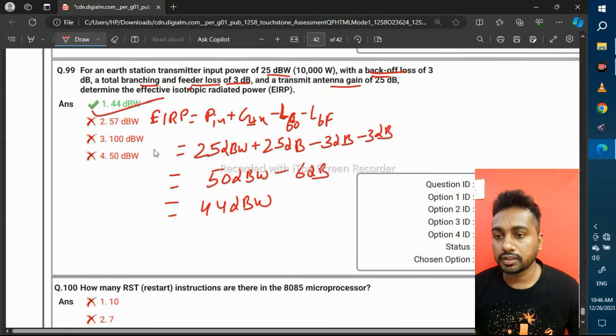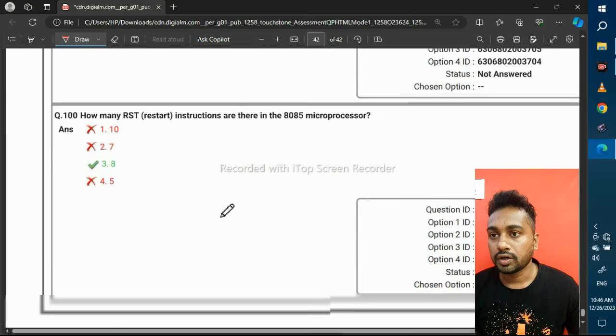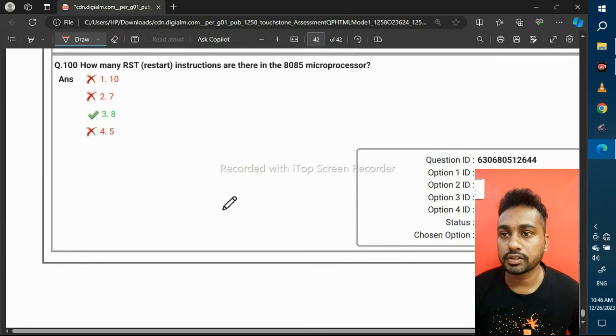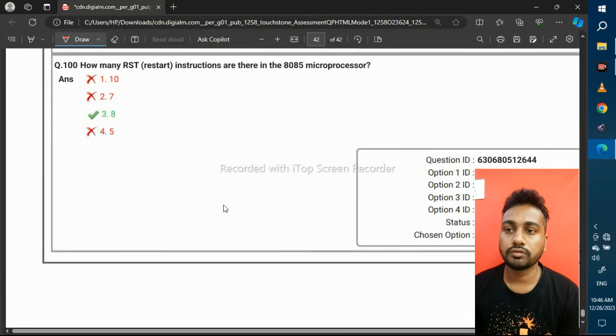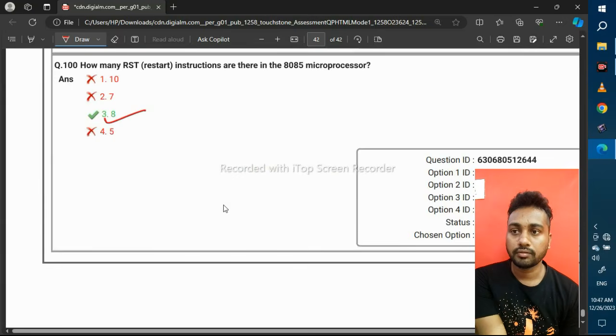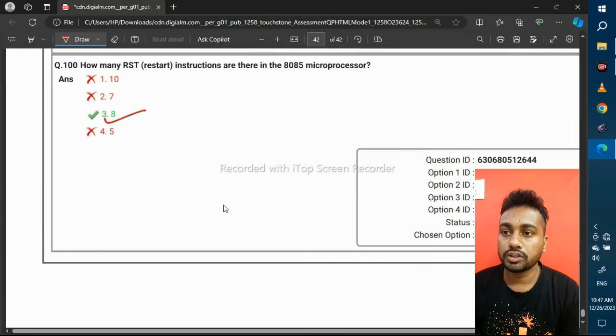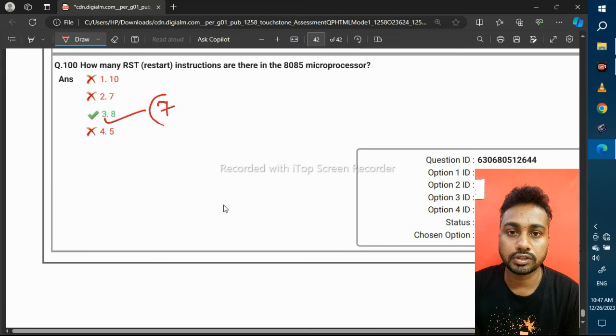How many reset instructions are used in the 8085 microprocessor? So 8 instructions we are using in the 8085 microprocessor. So this is all about the analysis of the paper. I didn't cover detailed solutions. I will go through these later, but I just checked now, and so many questions are wrong. I think a total of 7 questions are wrong.